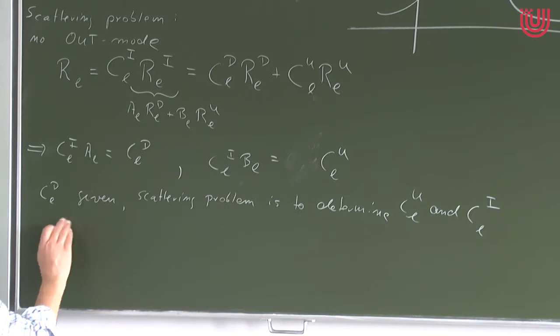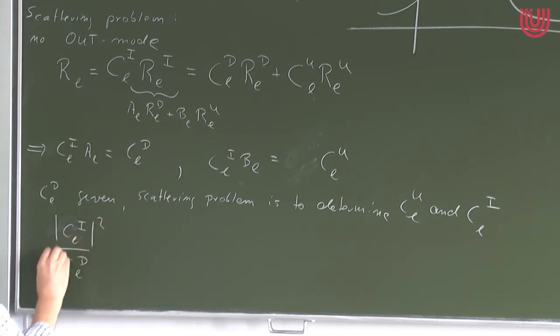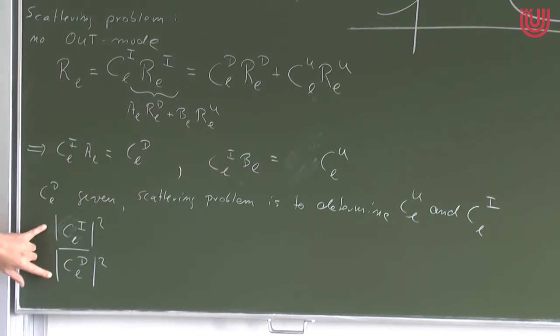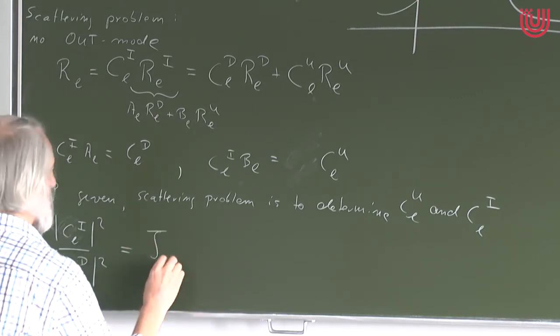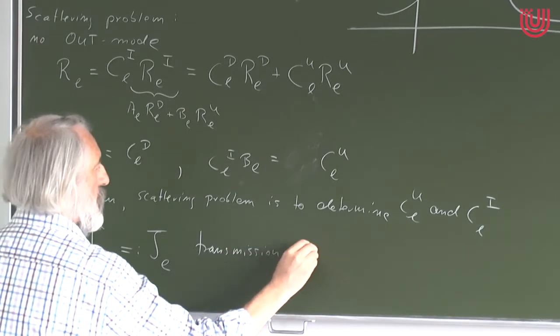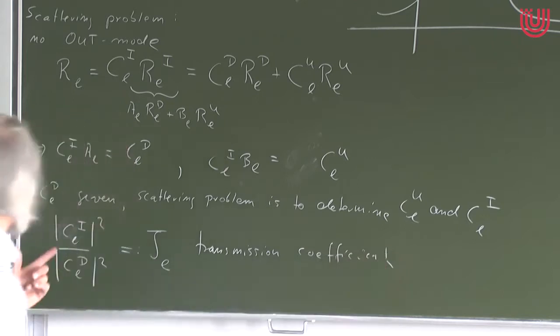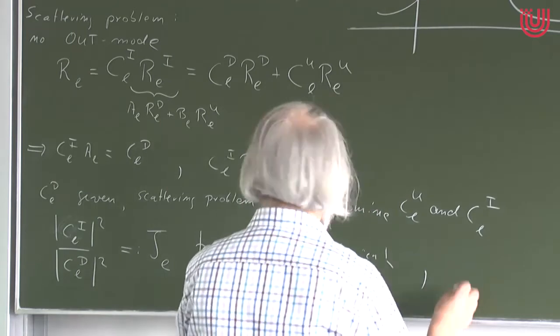So CLI divided by CLD is a complex number. If I take the absolute square of the ratio, then this gives me the percentage of my incoming wave which goes to the horizon. So this is by definition the so-called transmission coefficient, TL. This is what one calls the transmission coefficient. So it tells me how much of my incoming wave, this means downgoing, coming from infinity down, is actually able to penetrate the barrier, to overcome the potential barrier and to go into the black hole. This is this relation. And this is not a big surprise.